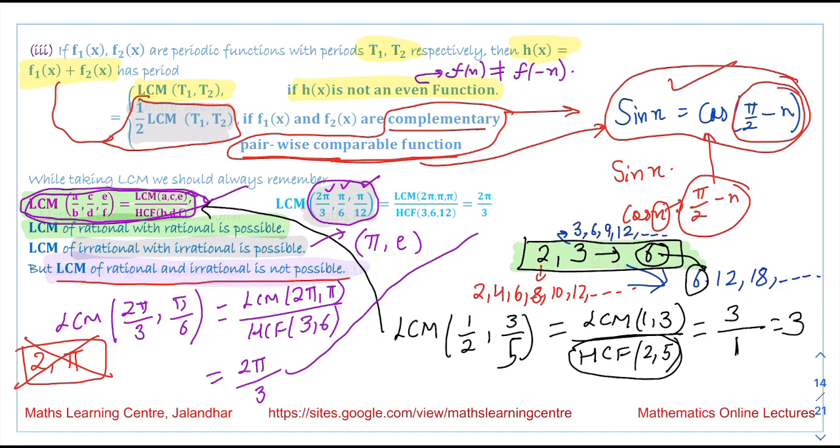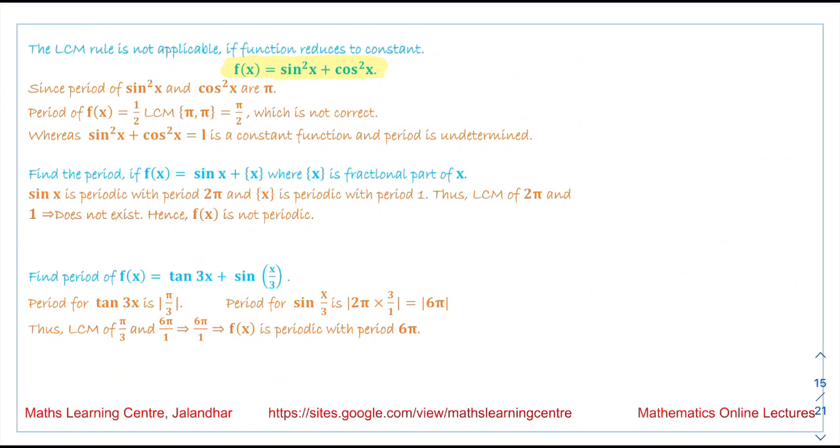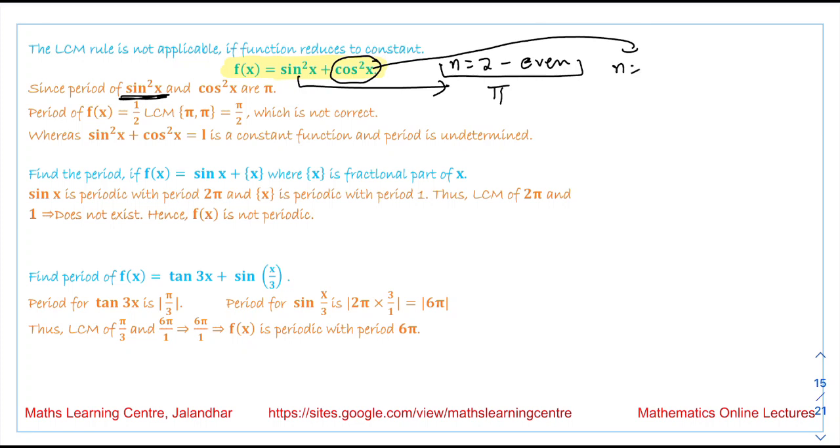Now, next, suppose we have to calculate the period of this function, f(x) is equal to (sin x plus cos x) square. So, what we have is the period of the function sin square x. We know the value of n we have is 2, that is even. So the period of this function is pi. The period of the function cos square x, n is equal to 2, it is even. So it is pi. Now look at these two functions, sin x and cos x.